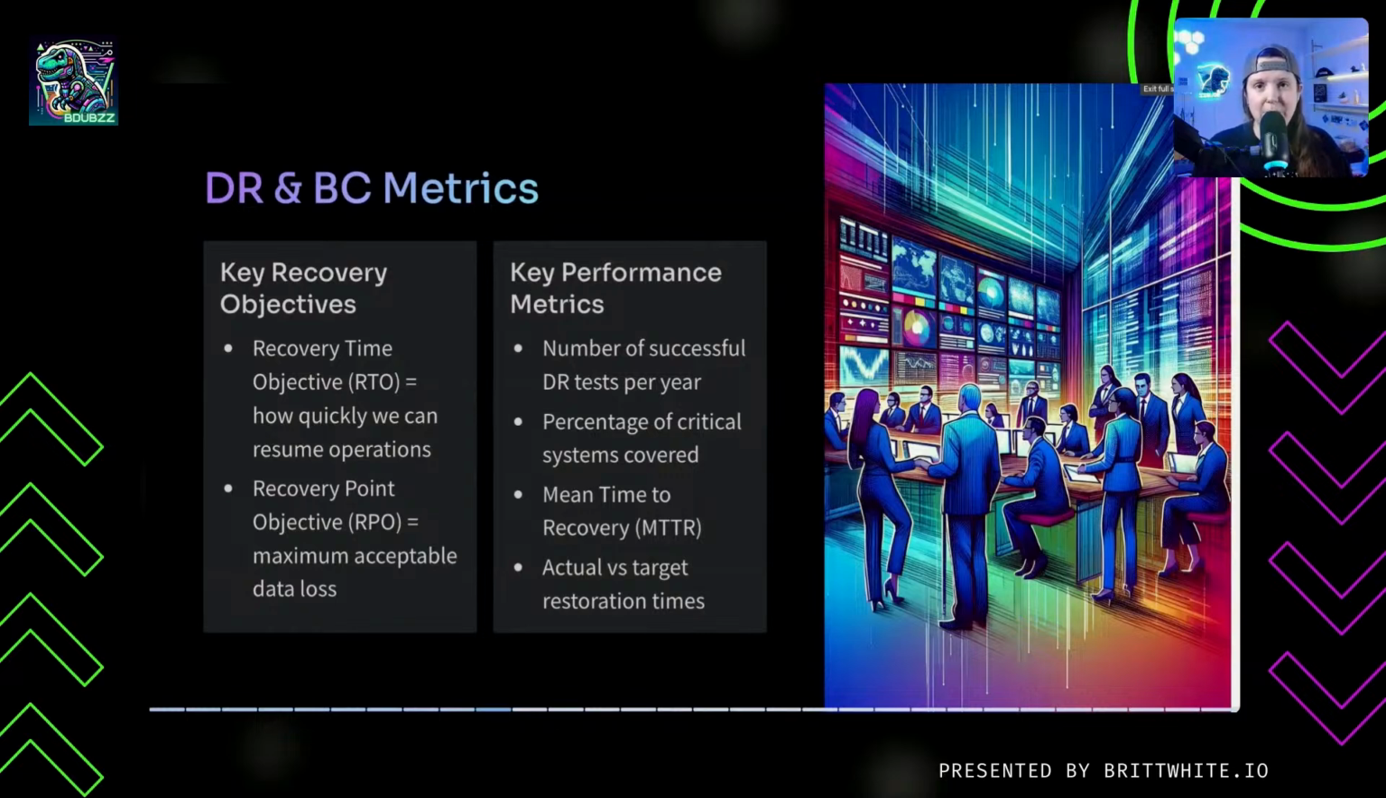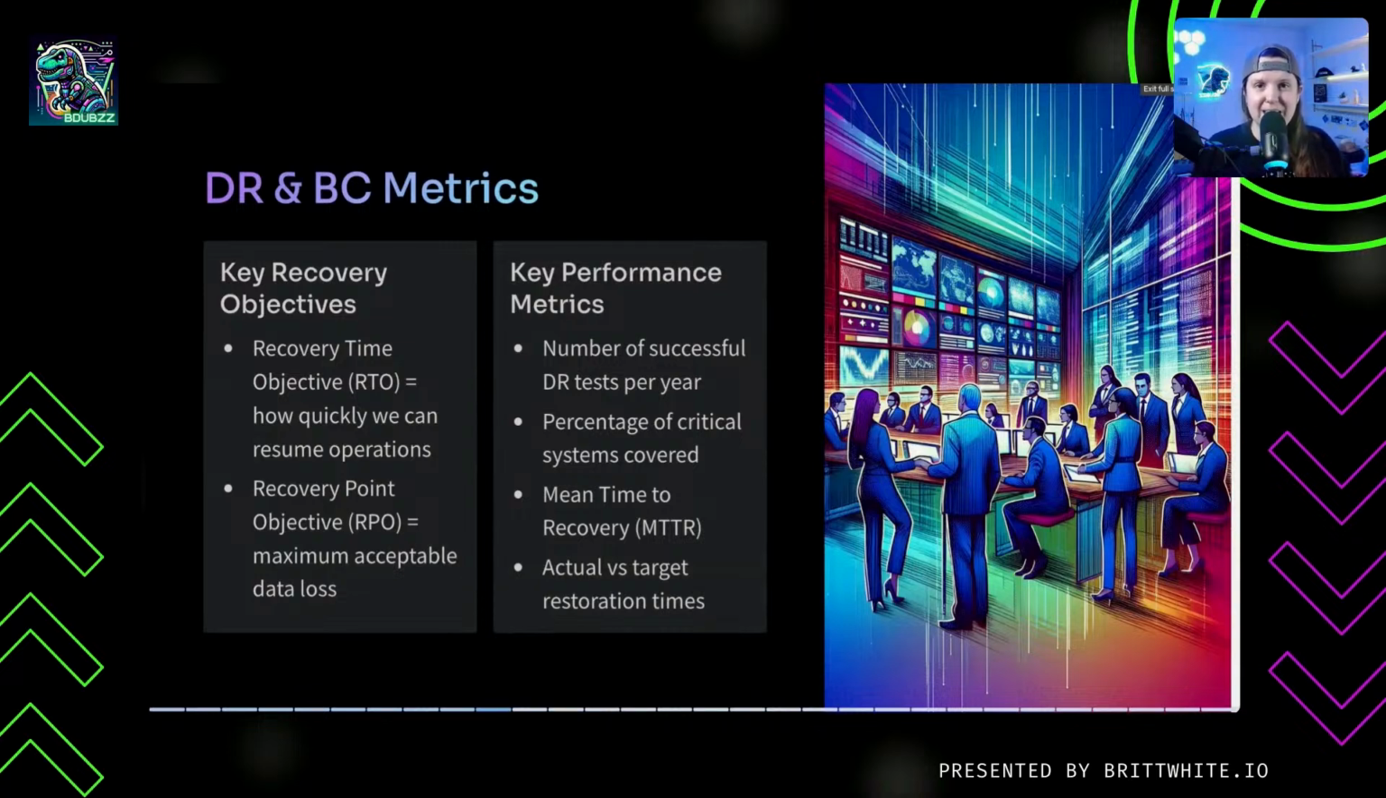There's two important metrics we need to understand. The recovery time objective, or RTO, which represents how quickly we can resume operations, and then the recovery point objective, or RPO, which represents the maximum acceptable data loss. For example, with a 4-hour RTO and 15-minute RPO, we must restore operations within 4 hours while losing no more than 15 minutes of data.